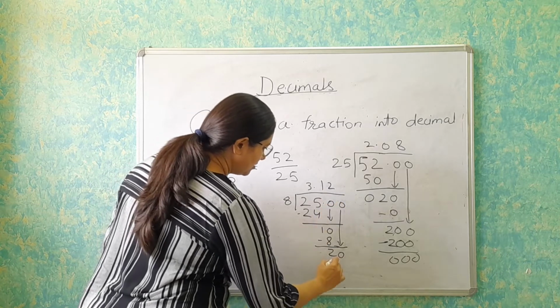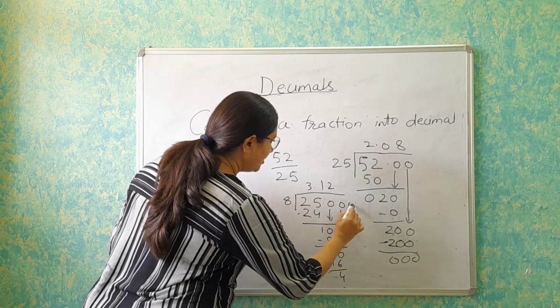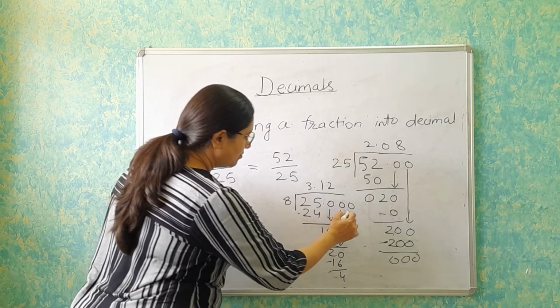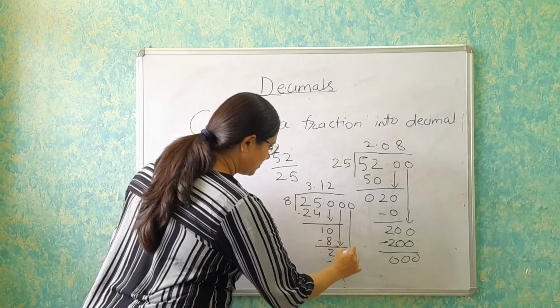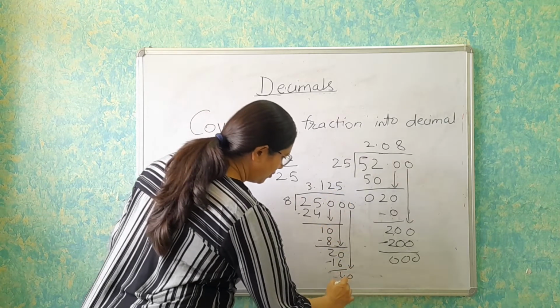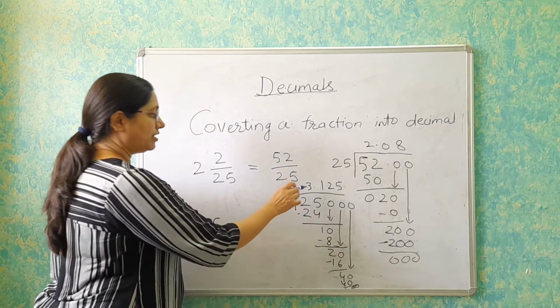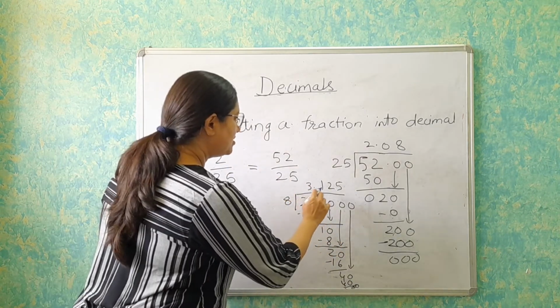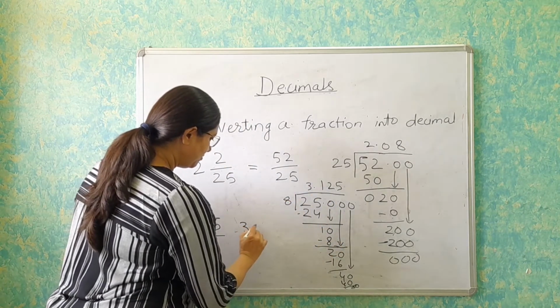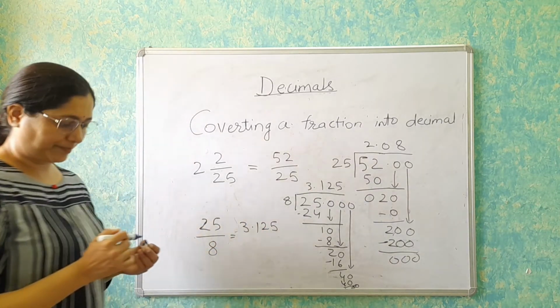8 2s are 16. The remainder is 4. Again I have to take one more 0. And 8 5s are 40. Now it is completely divided, we can say. Now our answer is 3.125. This is the answer.